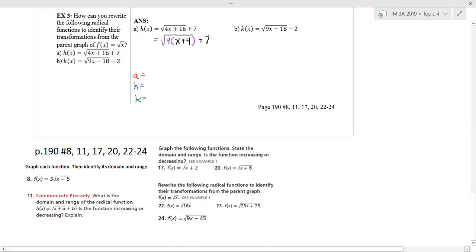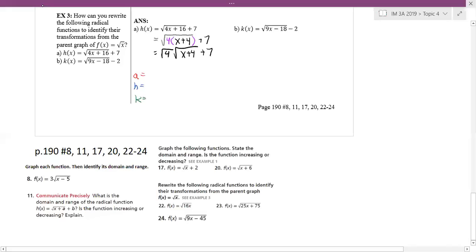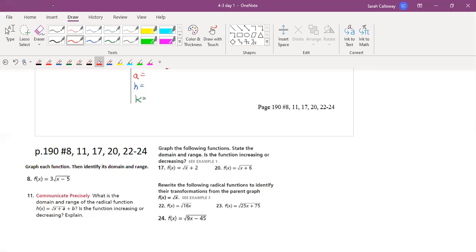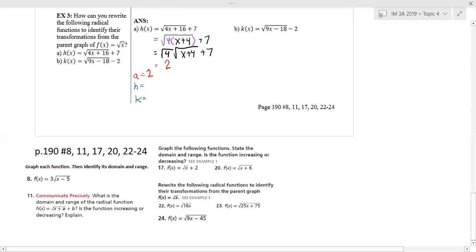And so what I'm doing here is thinking about that 4 as being a separate thing. So remember that if I multiply two radicals together, I can bring them together as one. I can do the same thing and pull them apart. So I can think about this as the square root of 4 times the square root of x plus 4 plus a 7. And so the whole benefit to doing this is that I know the square root of 4 is 2. And so now that tells me that the value of a is 2.